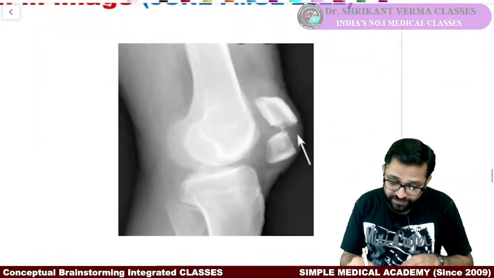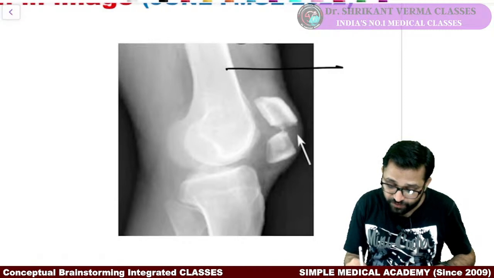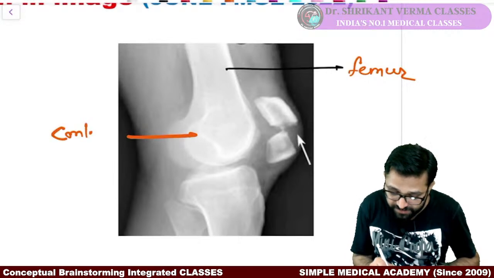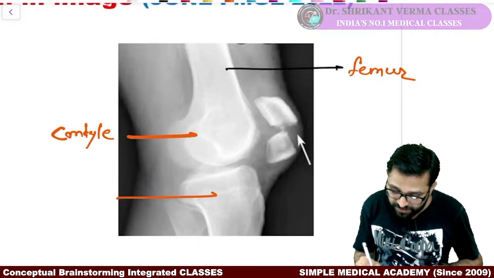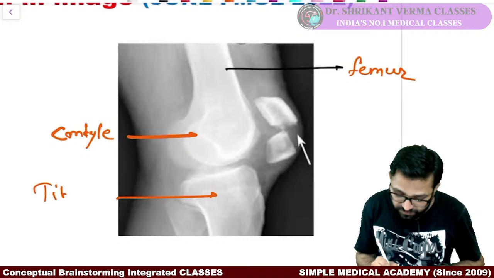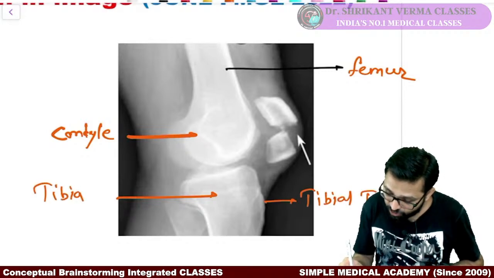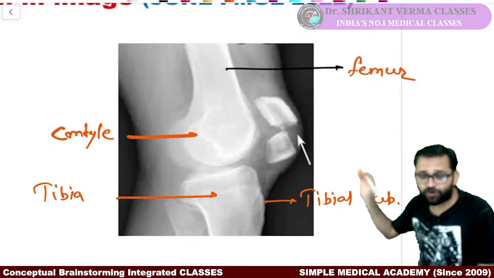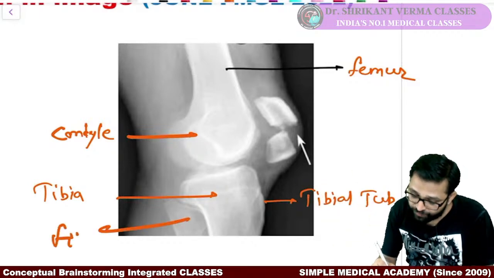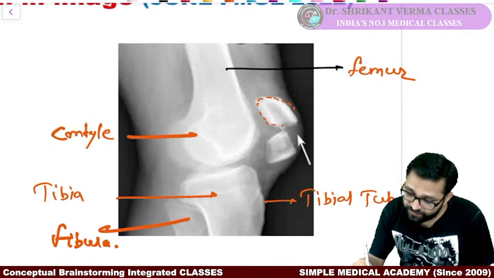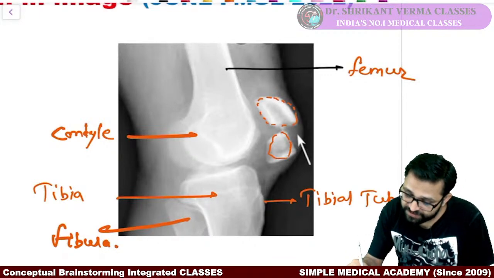Now if you have the proper anatomy knowledge, then you can say, sir, this is our lower end of the femur. These are condyles. Here is your tibia. This is your tibial tuberosity. Just apply the knowledge of anatomy. You can see the fibula, the lateral bone, and this is our patella, which is getting fractured. Yes, this is our patella.